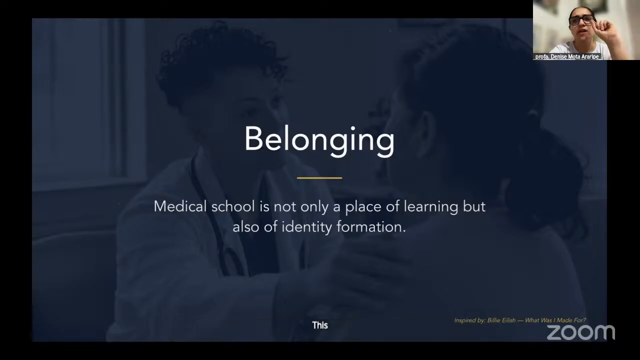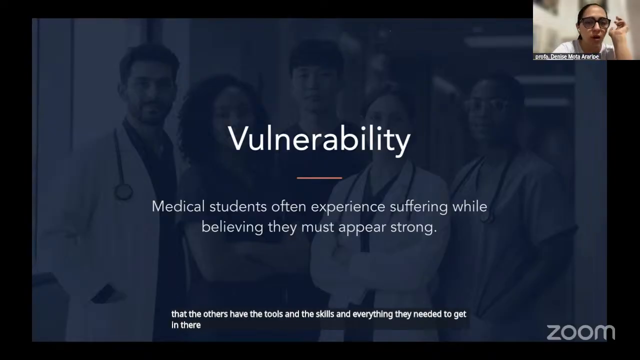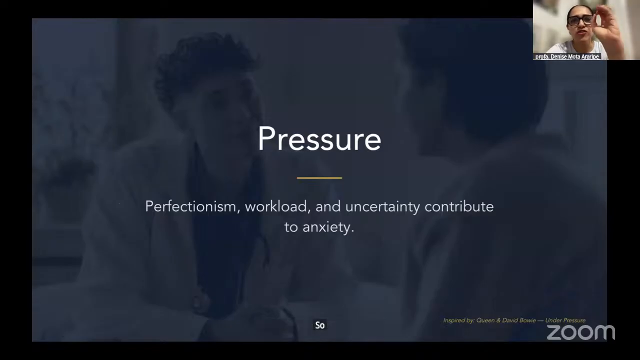This forced strain often leads to immense internal pressure. We know that our colleague is studying. We know almost 100% that everybody is better than us. Everybody is prettier than us, more intelligent than us. We have a ton of certainty that the others have the tools and the skills and everything they need to get in there. Not we. We are always the radically poor part of this game. So this uncommunicated pressure actually comes down on us.